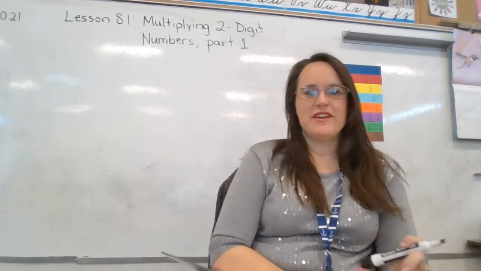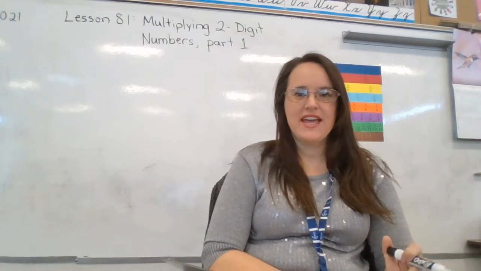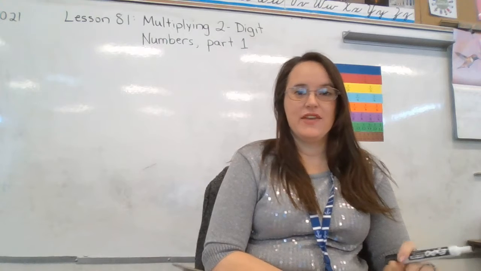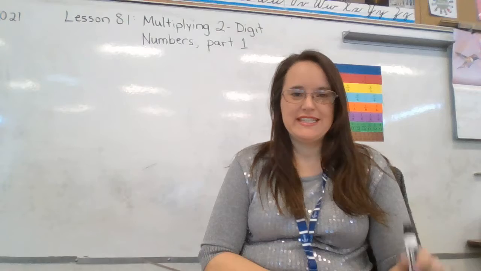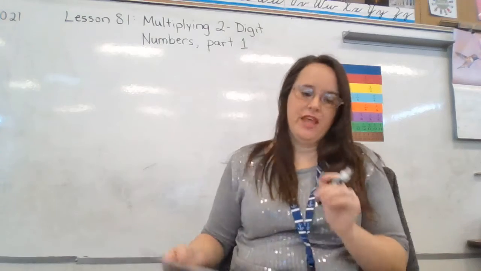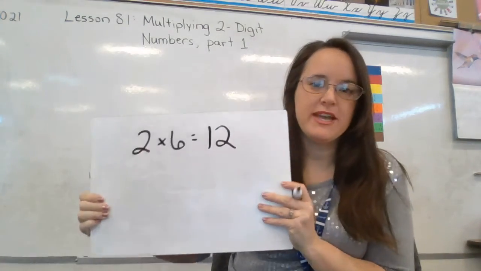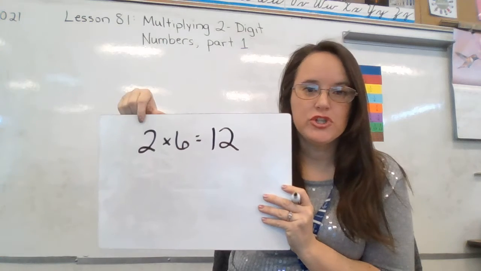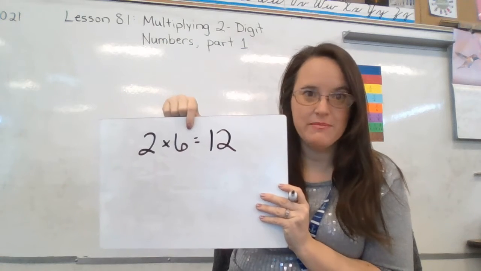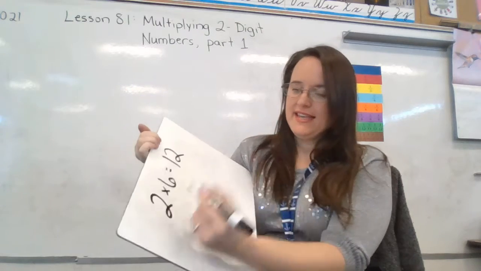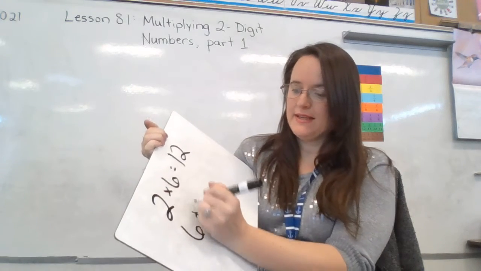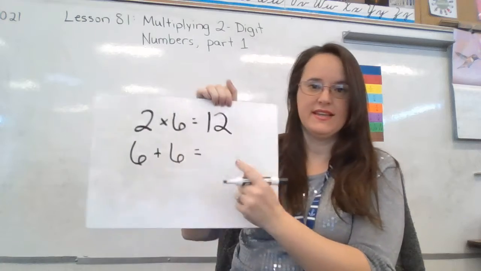Hi class, today we are on Saxon Math Book 3, Lesson 81, and we are going to learn how to multiply two-digit numbers. So, before we start, let me remind you that when we're doing 2 times any number, all we're doing is doubling it. So 2 times 6 is the same thing as 6 plus 6.